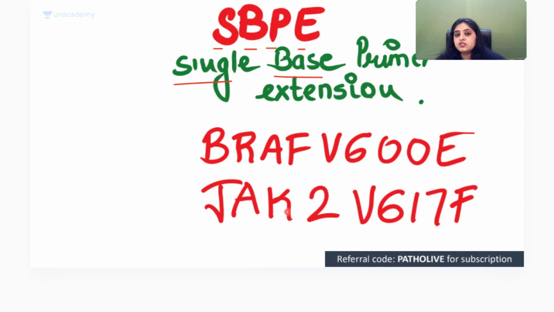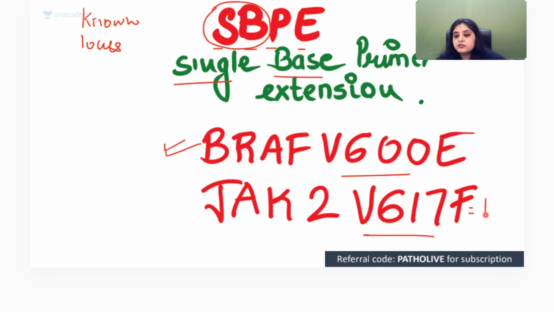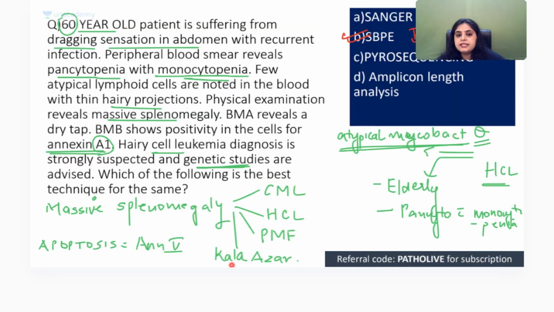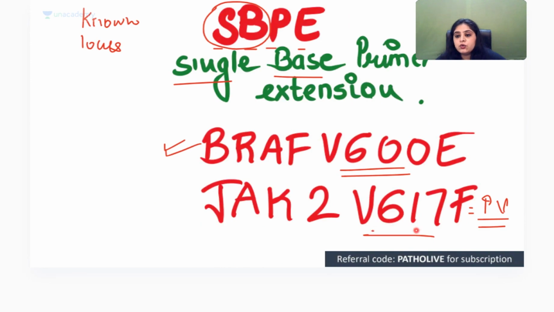Single base primer extension is used when there is a known locus. How else could the question come? Over here it came with respect to BRAF. It could come with respect to JAK2 V617F. What would be the history given to you? Like a history of polycythemia vera. So a very lengthy history would be given to you. But in the end, if you know your exact codon to target, you will answer single base primer extension.